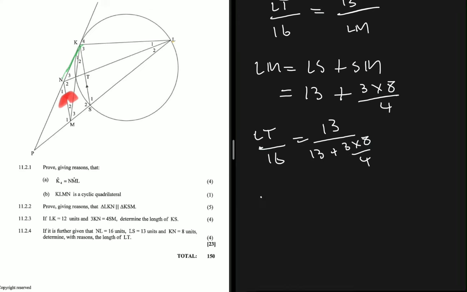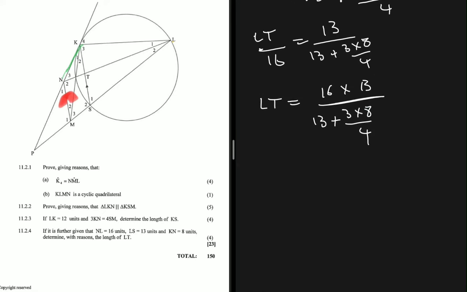At the end of the day, we're going to get LT equals 16 multiplied by 13 divided by 13 plus 3 multiplied by 8 divided by 4, which I'm just going to put in my calculator real quick and see what I get. So just give me a second. So we have 16 multiplied by 13 divided by 13 plus 3 multiplied by 8 divided by 4, which is giving me a fraction, which is very weird. 10.947.